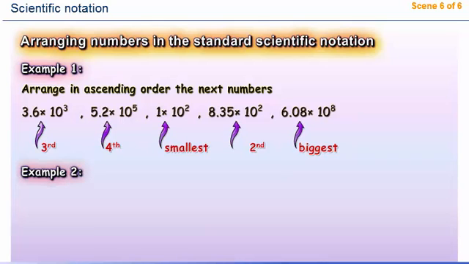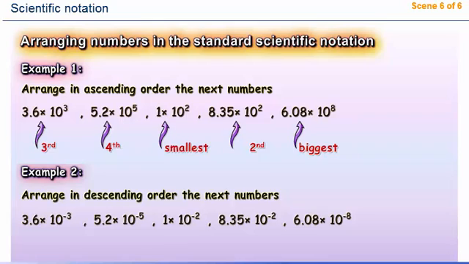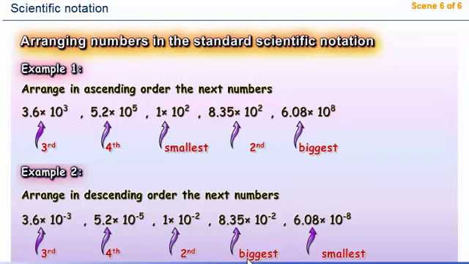Example 2. These numbers are also expressed in the standard scientific notation. They decrease as the power of 10 decreases. And if they have the same power, compare the decimal part. 8.35 times 10 to the power negative 2 is the biggest number. 1 times 10 to the power negative 2 is the second. 3.6 times 10 to the power 3 is the third. 5.2 times 10 to the power negative 5 is the fourth. And finally, 6.08 times 10 to the power 8 is the smallest number.